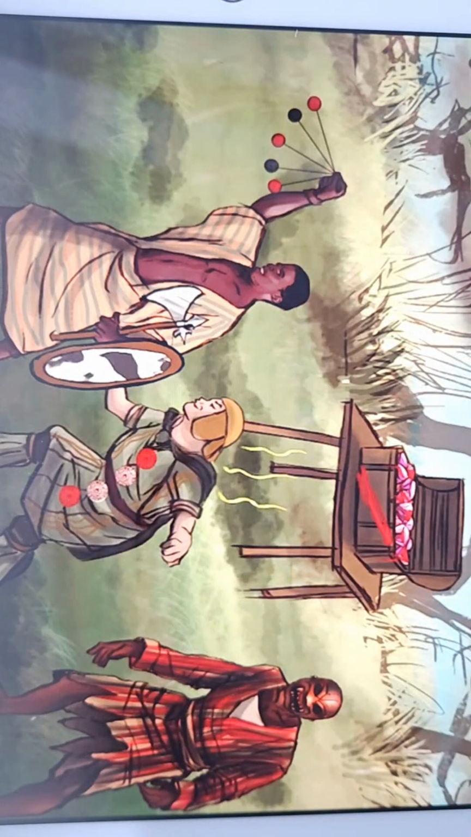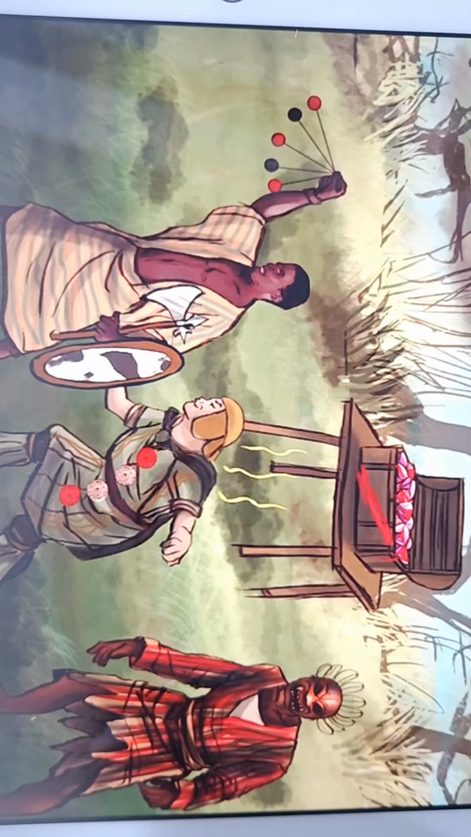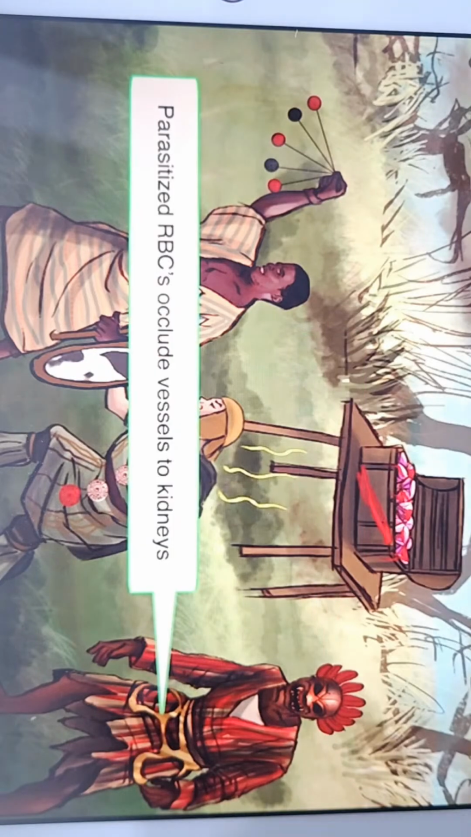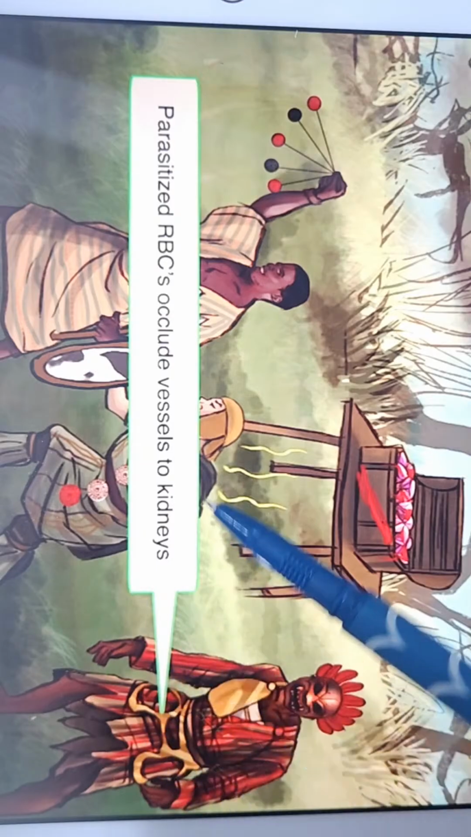Also, patients may present with neurologic symptoms as parasitized red blood cells occlude the capillaries in the brain, which we'll represent with this red headdress for cerebral malaria. They can also occlude the vessels leading to the kidneys and lungs, so we've added in a gold belt around his waist, and lungs are symbolized by the gold chest plate.